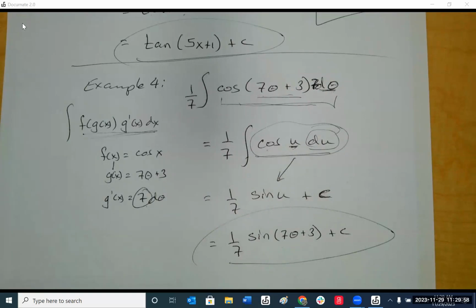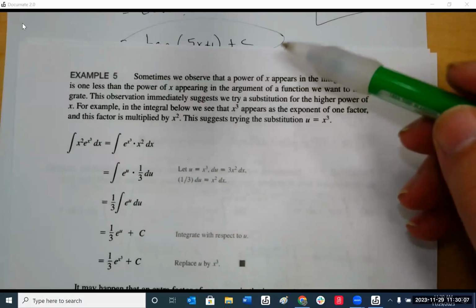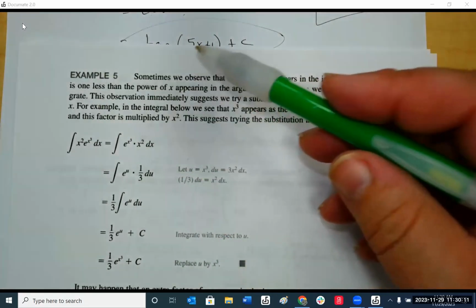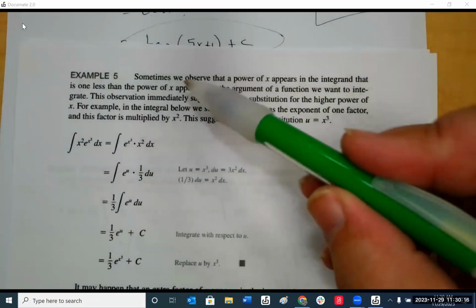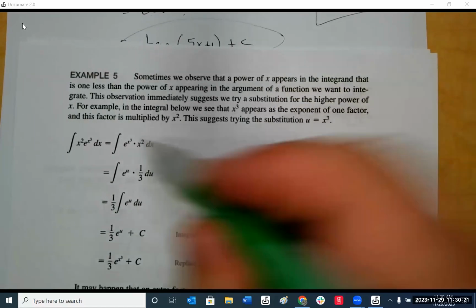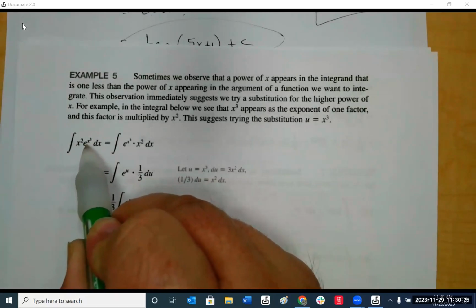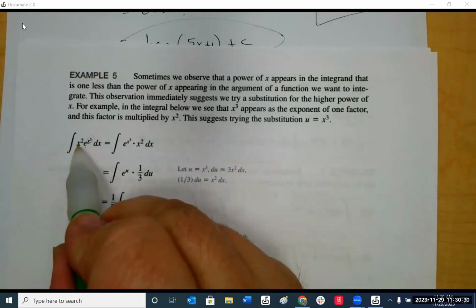Let's look at next Example 5. Sometimes we observe that the power of x appearing in an integrand is one less than the power of x appearing in the argument of a function we want to integrate. The observation immediately suggests that we try substitution to a higher power of x. So you see here we have our function f, and there's our u, and there's our du.